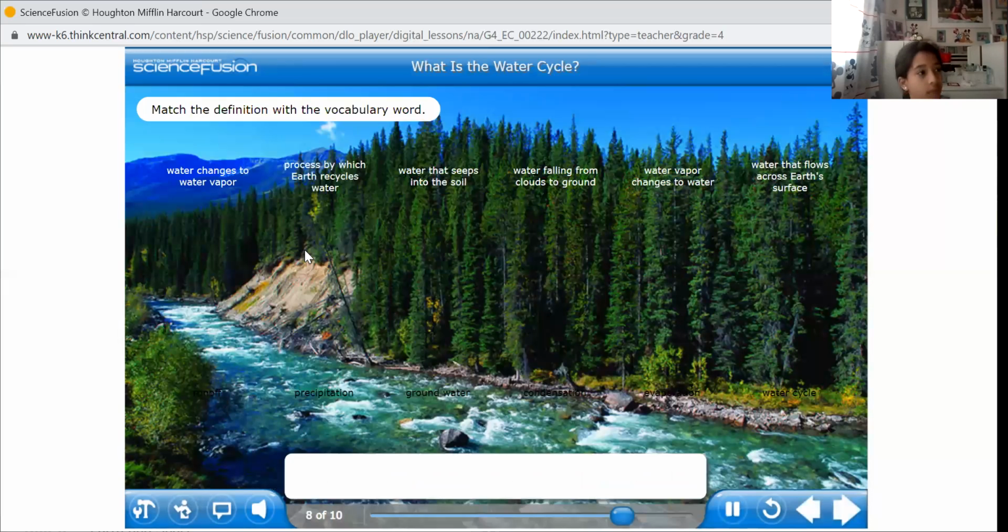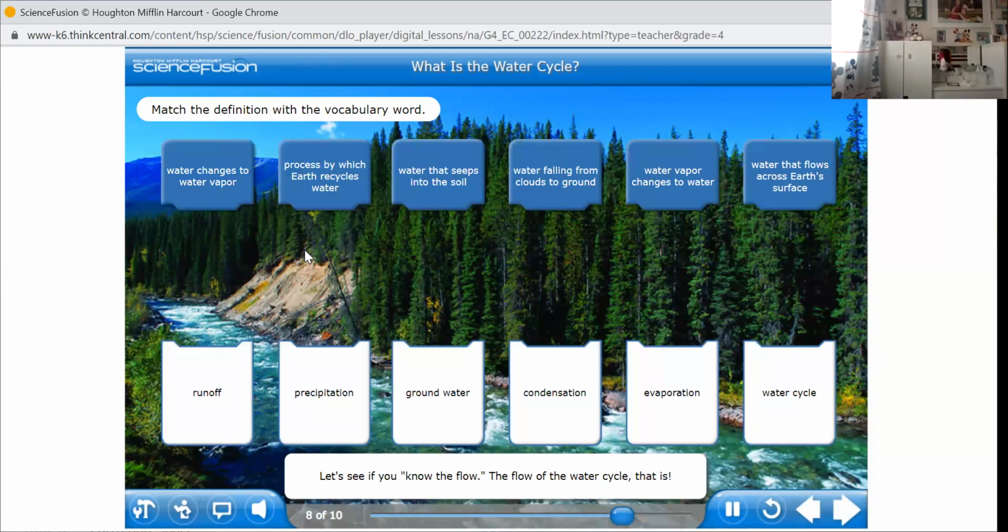Let's see if you know the flow. The flow of the water cycle, that is. Match the definition with the vocabulary word. Drag and drop to match your answer. Now let's play this game. Leah and Liana, are you here and ready? Okay. Up you have the process and down you have the name of this process.